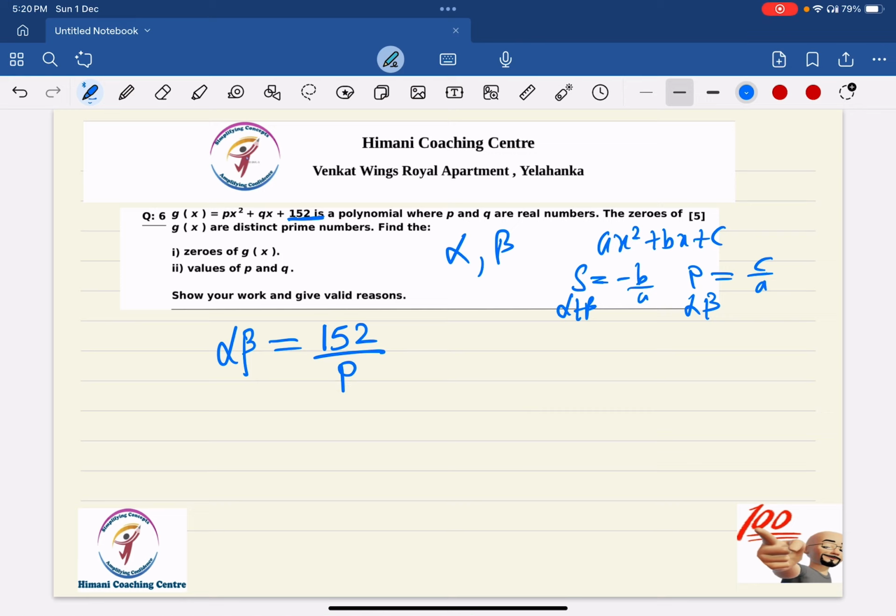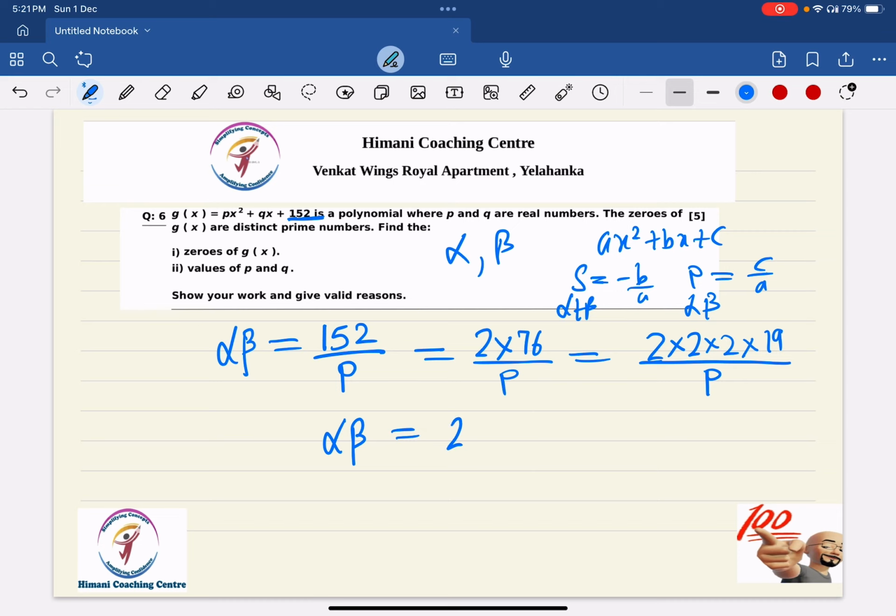Since alpha and beta are distinct prime numbers, what should we do? Factorize 152. If you factorize this, you will get 2 times 76 upon p. I'm just carrying the p. Then 76 is 19 into 4. So I can write 2 into 2 into 2 into 19 over p. So that means alpha into beta is 2³ into 19 by p.